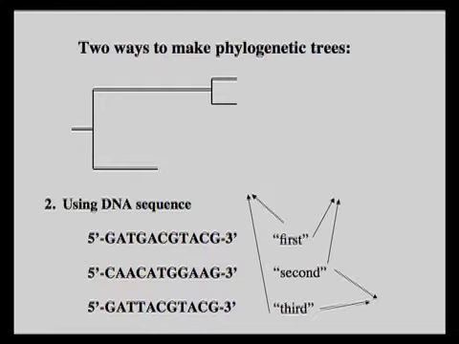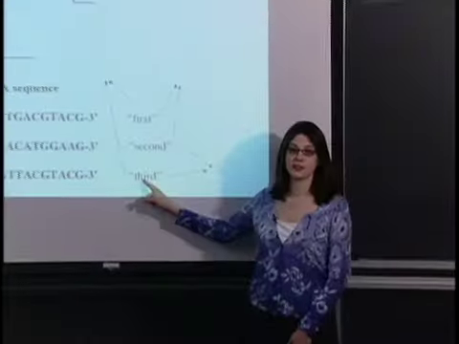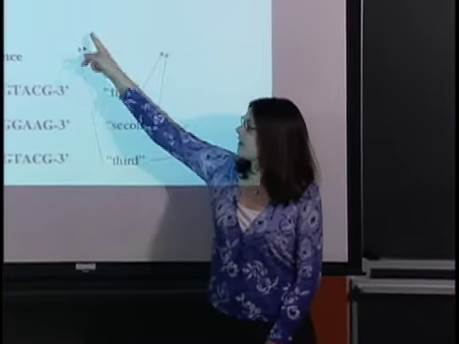So on this slide, what you'll see is that I've now put in a place for us to write down the number of differences between the organisms first and third, first and second, and second and third. So what I'd like you to do is count how many differences there are between first and third, and I'm going to write that right here.